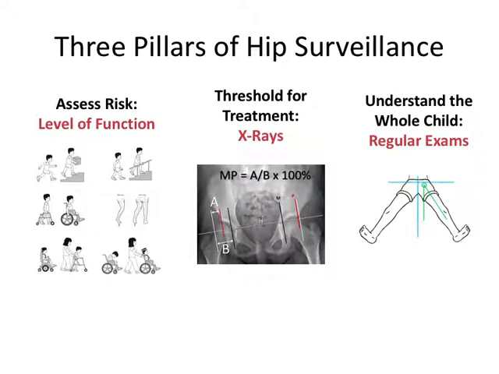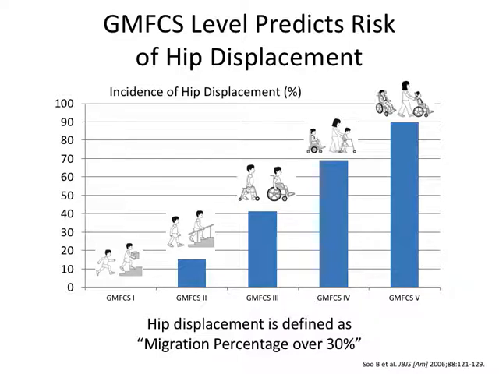So hip surveillance has 3 pillars. The first pillar is an assessment of risk. The second pillar is the threshold for treatment. And the final pillar is understanding the whole child. And so let's go through this first pillar, the assessment of risk. And the gross motor function classification system is our best way to assess risk in this category.